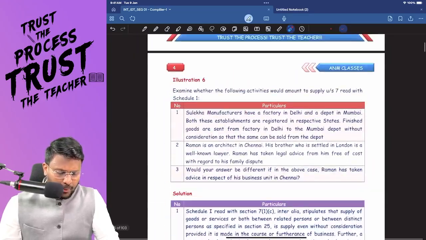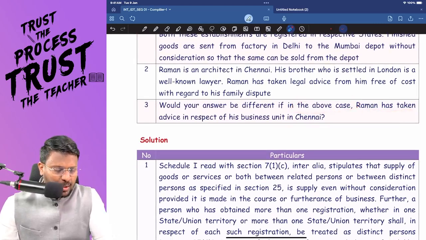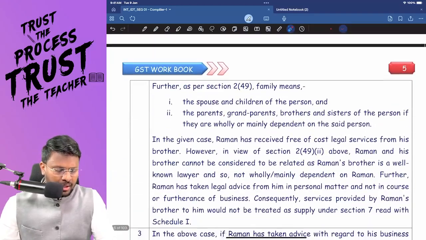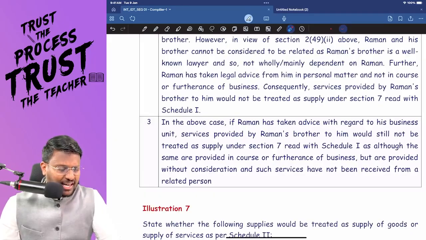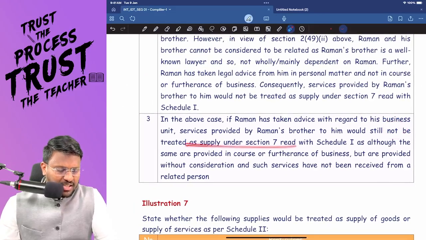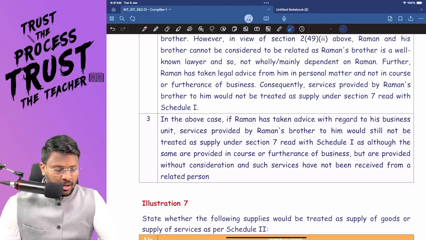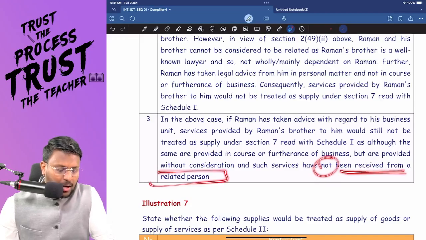Comfortable, sir? Moving to the next question, man. Would your answer be different in the above case? The same question. Raman has taken advice in respect of his business unit in Chennai. Sir, in the above case, if Raman has taken advice with regard to his business unit, service provided by Raman's brother to him would still not be treated as supply under section 7. Why? Because supply has not been received under section 7 read with Schedule 1, as although the services are provided in the course or furtherance of business, they are provided without consideration and such service has not been received from a related person.